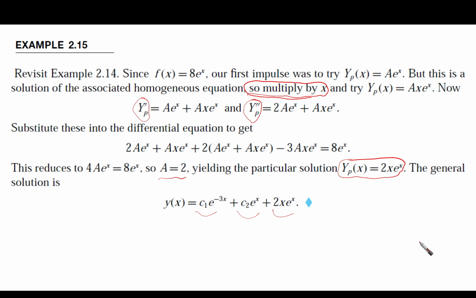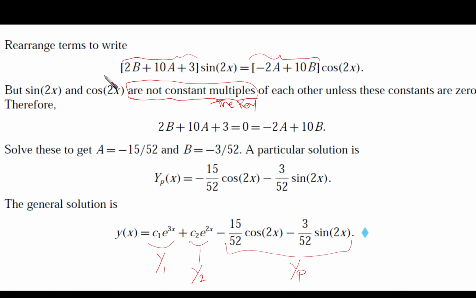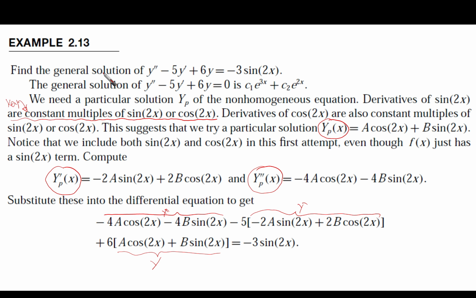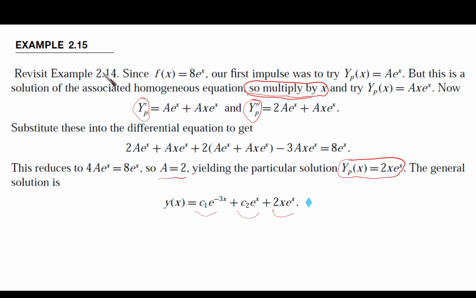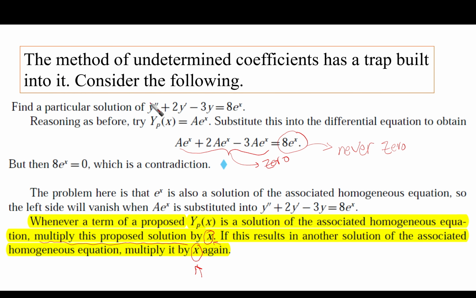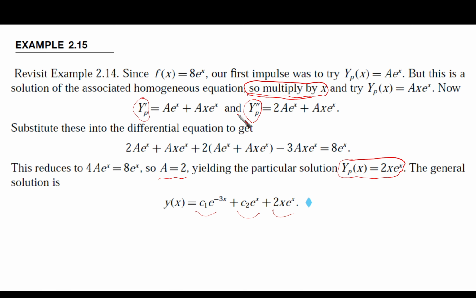Okay, let's have an example and explore how we can use it. So we're going to revisit problem 2.14. This is 2.14 here, which is this equation: y double prime plus 2y prime minus 3y equal to 8 e to x. So here, f of x is 8 e to x.